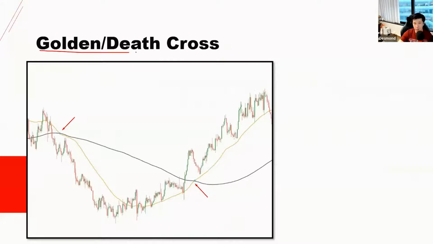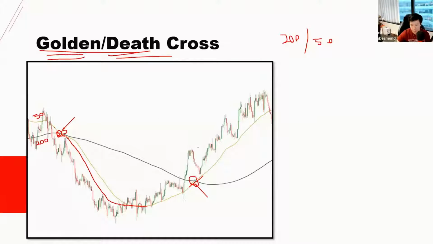The next thing is the golden and death cross. They are actually called the 50-200 SMA crosses. So this is when the 50 moving average here is the gold line, and the 200 moving average is the black line. When the 50 crosses below the 200, this is what we call a death cross. Usually when this happens, it's the start of prices going down. And when the 50 moving average crosses above the 200 moving average, this is where you call it a golden cross, and that usually speaks to the start of a very nice uptrend.